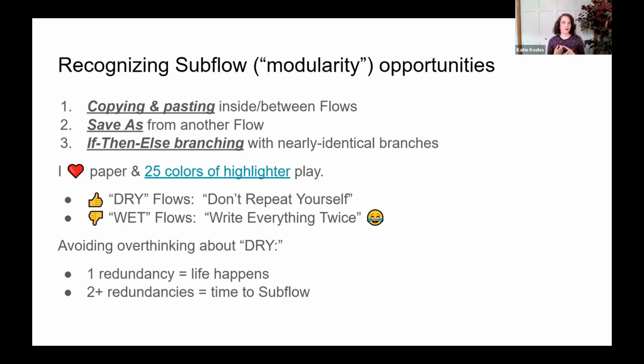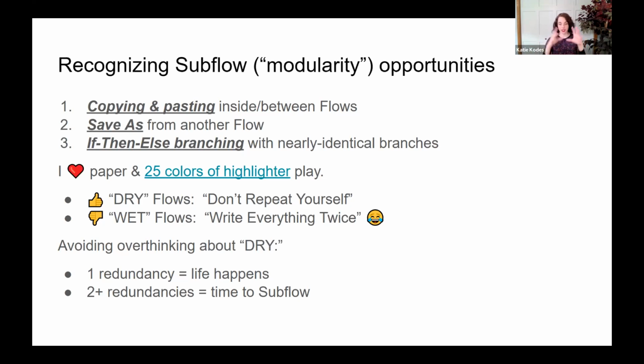And so ways that you can recognize that maybe you have a really great opportunity for a subflow are, number one, if you find yourself copying and pasting either inside of flows or in between flows. Two, if you find yourself hitting save as and then doing a new flow. Or three, if you find that you're doing really complicated decision branches where some of the branches look like carbon copies of the others, that's a really great opportunity.